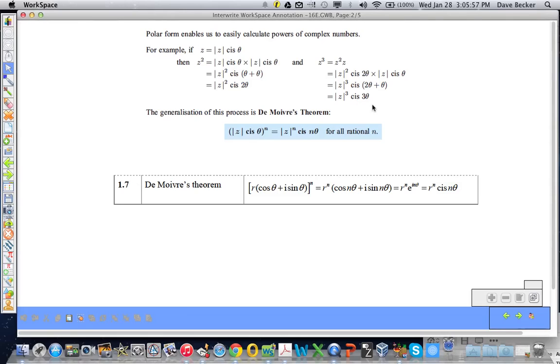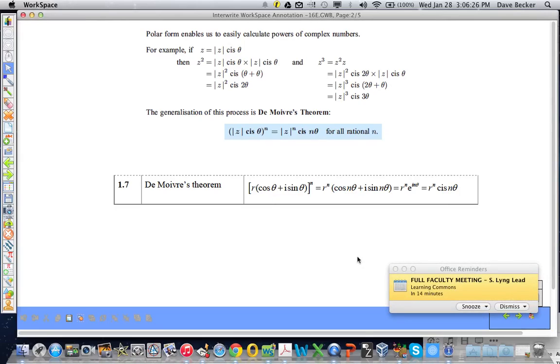So hopefully you see the very easy pattern here, which gives us de Moivre, and that is mod z cis theta to the nth power equals mod z to the n times cis n theta for all rational numbers n. And we have that within this formula. Here it is right here. Isn't that nice? Actually, we don't have mod z. Do we have this in this form? We do not. I mean, we don't have it in cis theta, but we have it here.